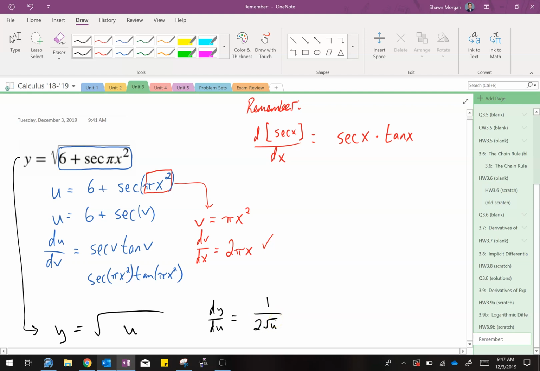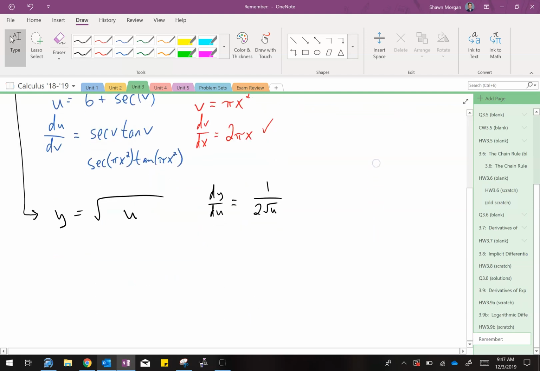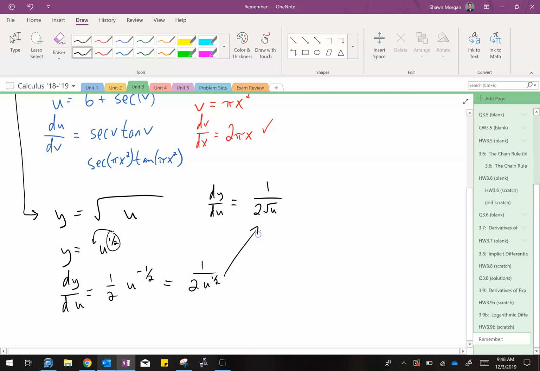That's a derivative rule, and we've used the power rule before. I've got space down here to rewrite this. You could say y equals u to the 1/2. You would pull that 1/2 down front, and dy/du would be 1/2 u to the negative 1/2, which is the same thing as 1 over 2 u to the 1/2, which is the same thing as that. I would just memorize this if I was you guys. Memorize the square root rule.